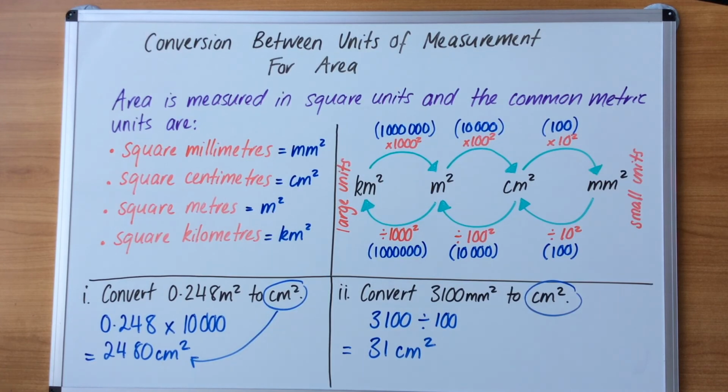So the rule of thumb here is a larger unit going to a smaller unit in this first question means that you have to multiply. And in the second one here, we're going from a smaller unit to a larger unit, so we must divide.